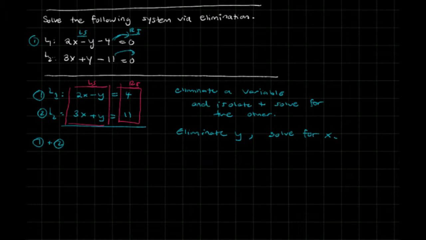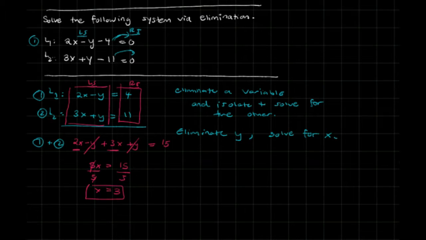The reason I'm adding these equations is because if you add these two together, you get 2x minus y plus 3x plus y. You can see that the negative y and the positive y cancel out and become 0, and you've effectively eliminated y. Now if you add the right side, you have 4 plus 11, you get 15. Then you can combine the like terms, so 2x plus 3x is 5x, which is equal to 15. If you want to solve for x, I'm going to divide this by 5 and this side by 5. So x becomes equal to 3.